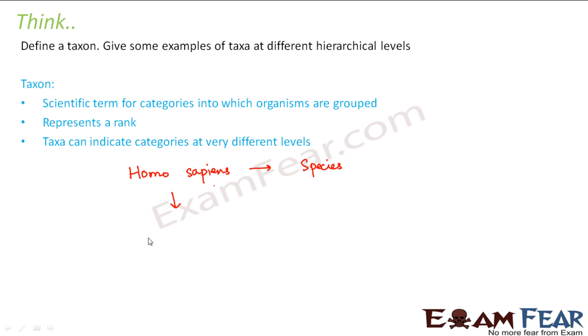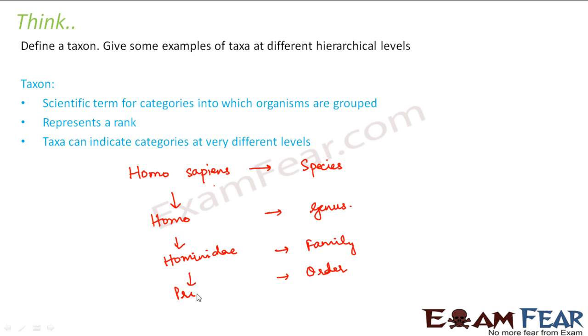Now what is the genus? Genus is Homo. So this denotes the genus. Now what is the family that it belongs to? That is Hominidae. So this is the family to which human beings belong. What about the order? So the order is primates. So they are all primates. After order will be class. Which class does it belong to? Mammalia. That is, they are capable of giving birth to their young ones.